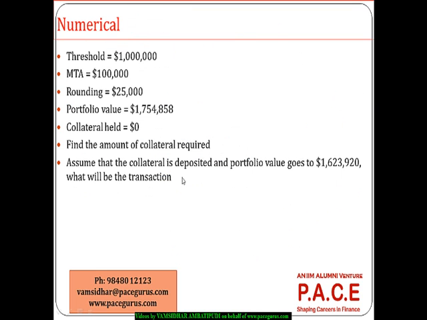So let's look at an example. Okay, there is a threshold on both sides, let's say 100,000 or 1 million. Minimum transfer amount is 100,000. The rounding is 25,000. Every 25,000 the rounding is happening. The portfolio value is this much and the collateral right now held is 0. Now what is the collateral requirement, going with that kind of a logic?